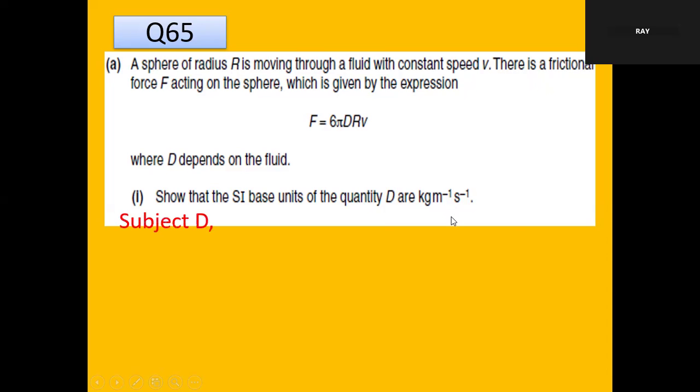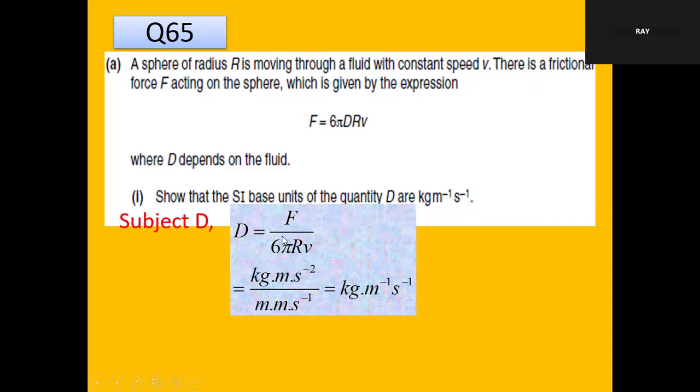Subject your v, your D, and then the unit of force. Unit of force, r is in meter, v is meter per second. Then simplify, meter cancel. You still got s minus 1, kilogram, and meter minus 1.